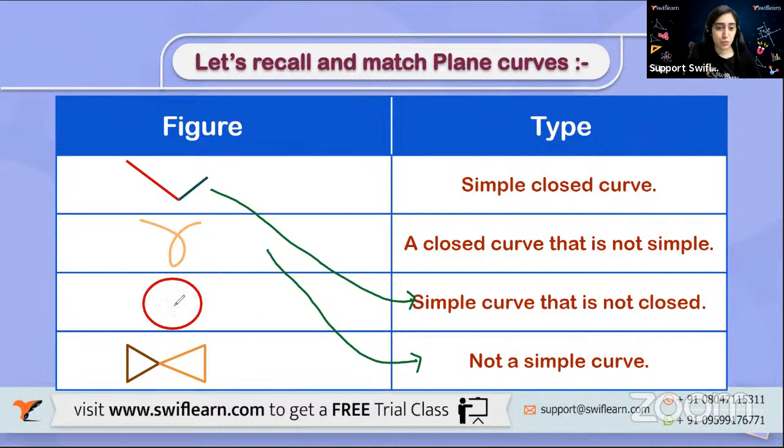How about this one? Pretty easy. It's all closed inside like a circle. So what will it say? It will say it is a simple closed curve. It's pretty easy. How about this one?